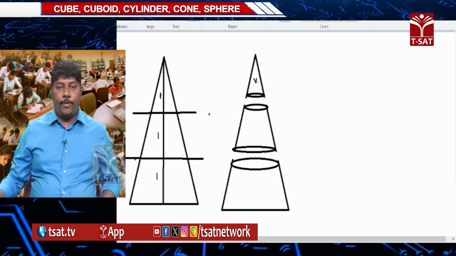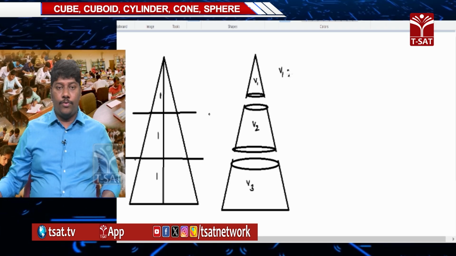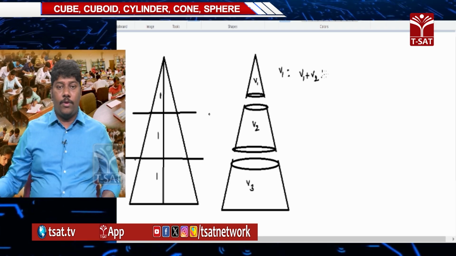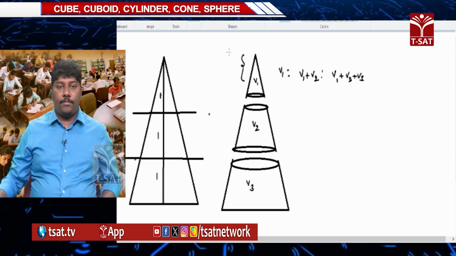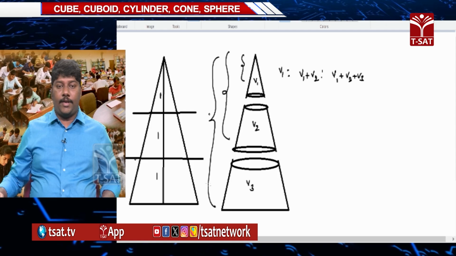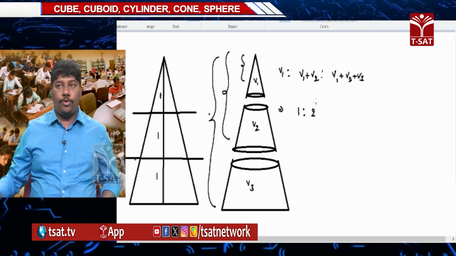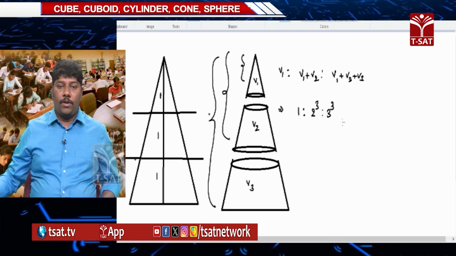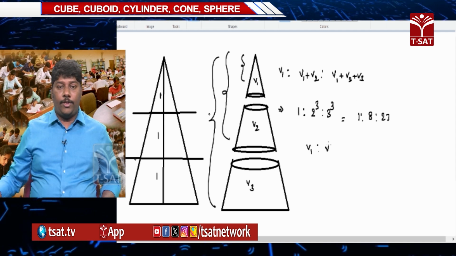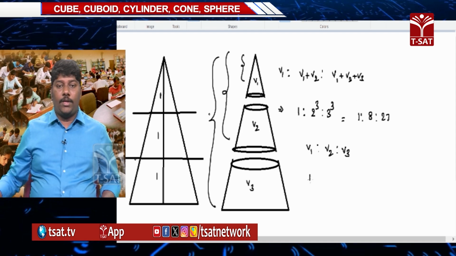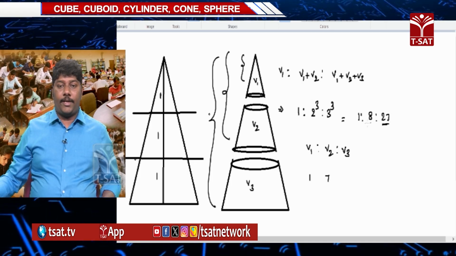Now what is the ratio of volume 1, volume 2, volume 3? I know volume 1, volume 1 plus volume 2, volume 1 plus volume 2 plus volume 3, which means first cone, second cone, third cone. We know sides are in the ratio 1:2:3, therefore volumes are in the ratio 1 cube to 2 cube to 3 cube, which is 1:8:27. If V1 is 1, then V2 is 7, then V3 is, out of this 27 you subtract 8, it will be 19.